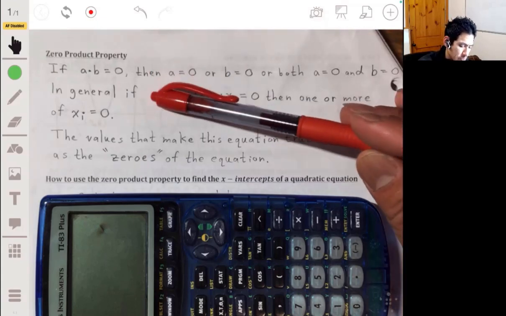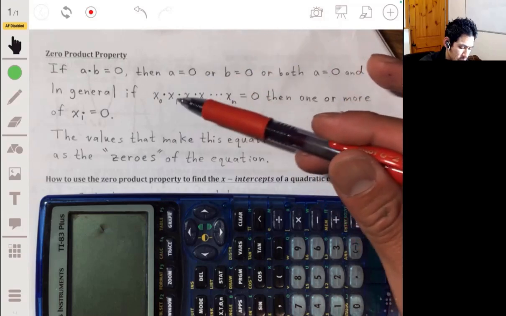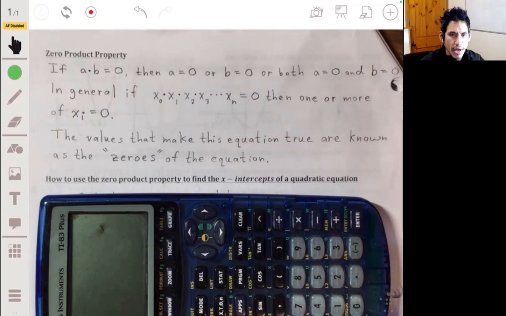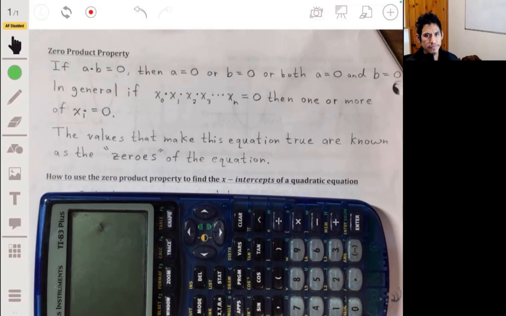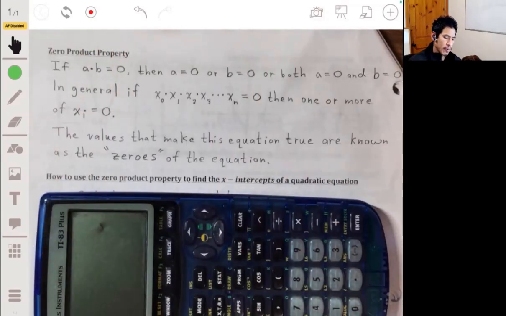We could have multiple x values. That's what this fancy notation means: x0, x1, x2, x3, x4, x5, and so on. And we must consider that they all could be zero, or one or more of them could be zero. But usually in quadratics, you're not going to get more than two. But this is applied to higher level polynomials. But don't worry about that for now.